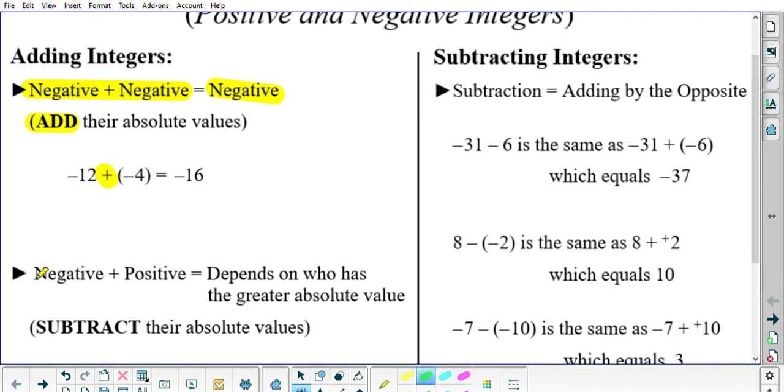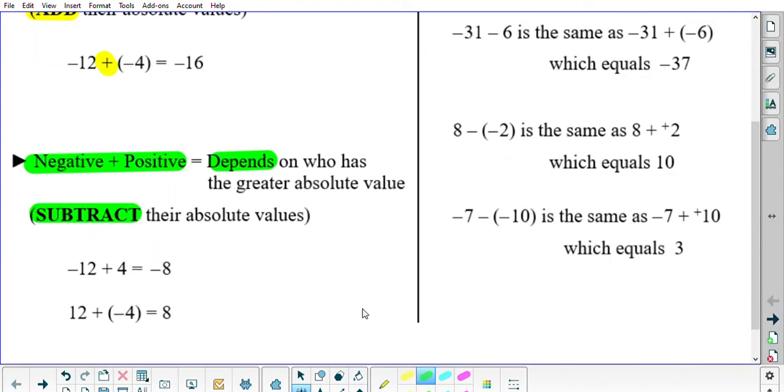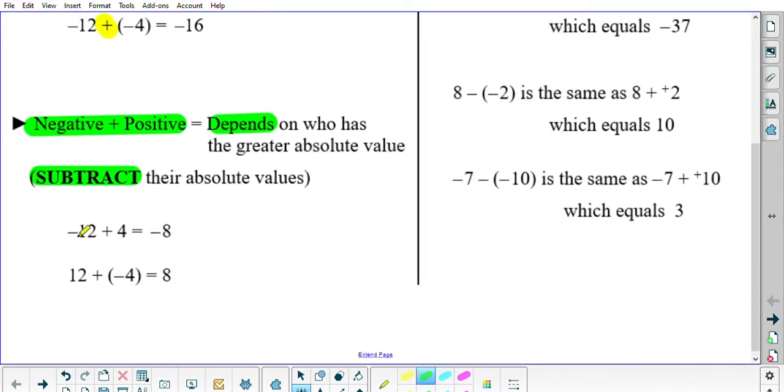But if we have a negative plus a positive, then we will not add because they have different signs. We will instead subtract their absolute values in our head. Will the answer be positive or will the answer be negative? Well, it depends on who has the greater absolute value. For example, negative 12 plus 4 gives us negative 8. In this case, the negative number had the bigger absolute value. But if it's 12 plus negative 4, then that's going to equal positive 8. The negative 4 does not have the bigger absolute value. The 12 has the bigger absolute value, and 12 is positive.